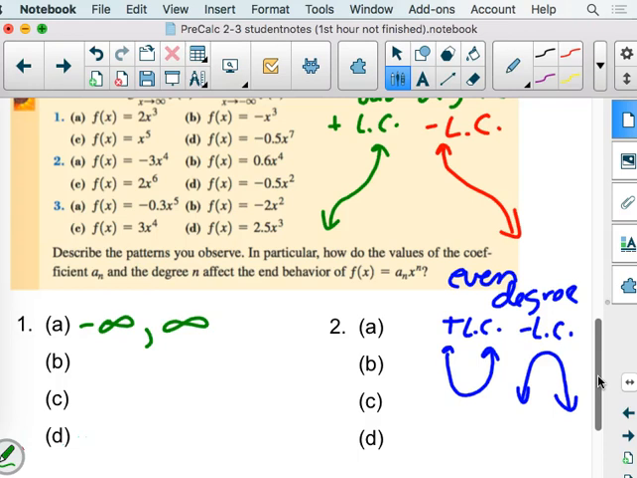I go to b, and it says f of x equals negative x cubed. Because these are goofy, they go across. That's probably going to throw some people off, but a and then b. Negative x cubed. Okay? Picture it in our head. Well, this time it's going to go up as it goes to the left and down as it goes to the right. So infinity and negative infinity. I go to c. It says x to the fifth. Still going to be odd degree, positive leading coefficient, negative and positive.